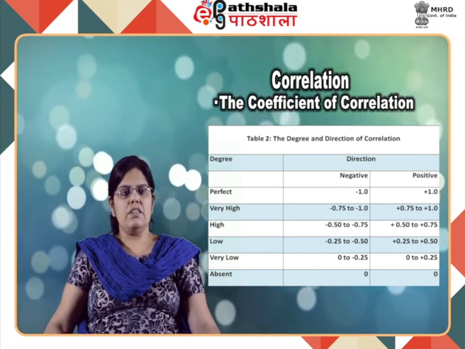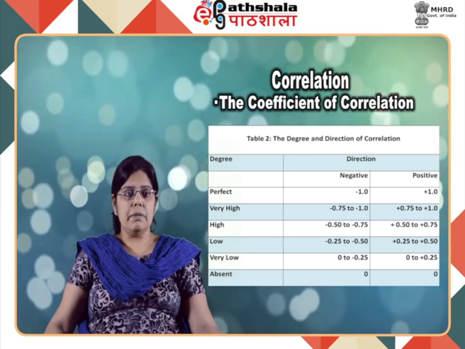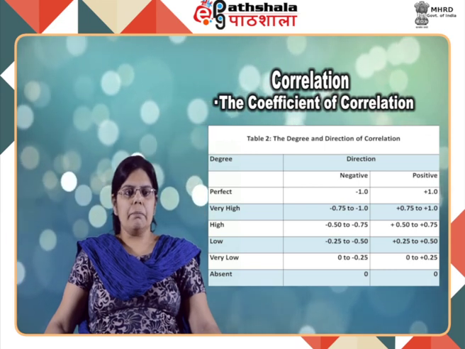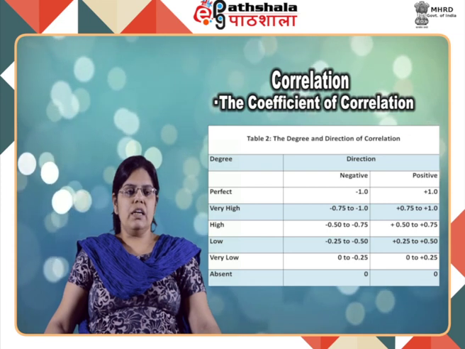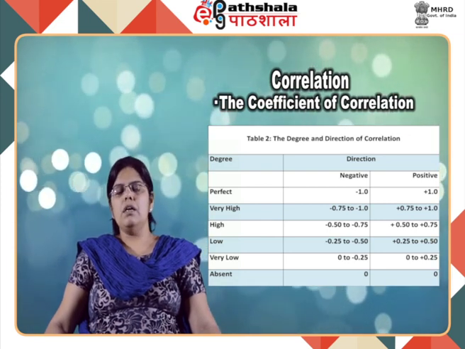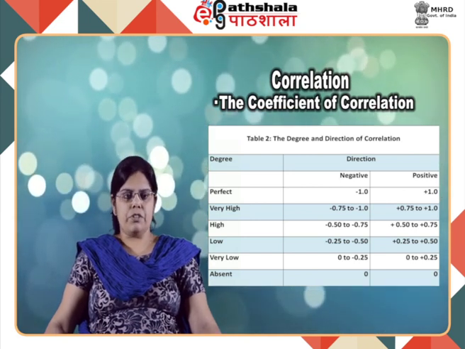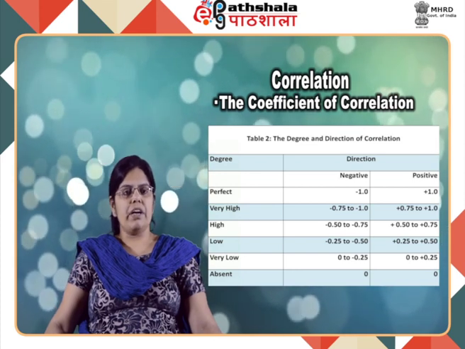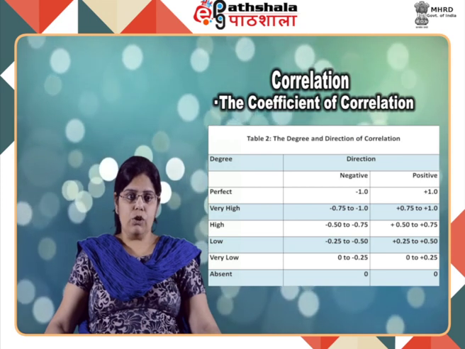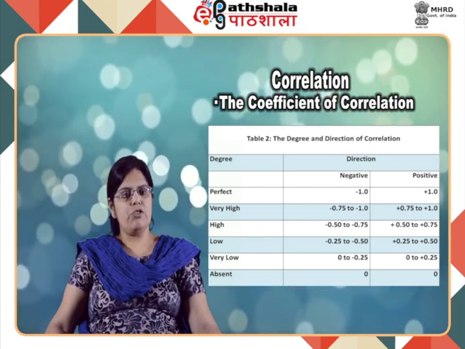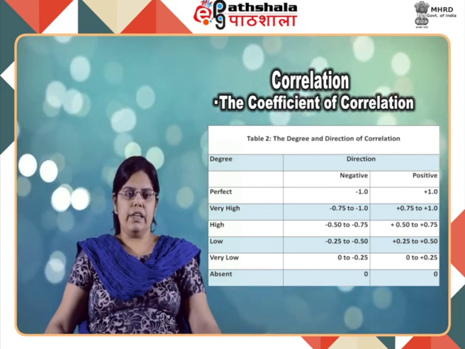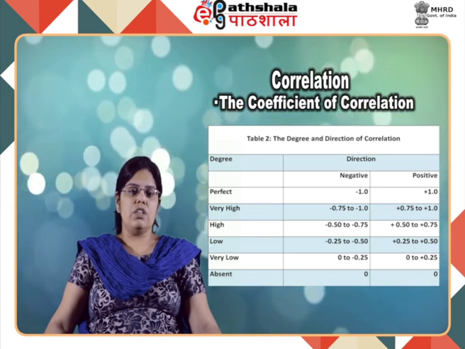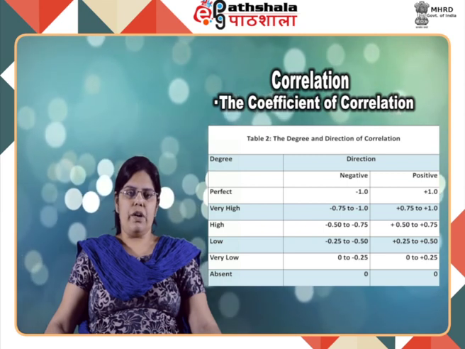Let's study the broad categories of the degree and direction of correlation with their meaning. The perfect positive and perfect negative correlation is represented by +1 and -1 values. Very high correlation is represented when the value ranges between 0.75 and 1, applicable for both positive as well as negative signs. Correlation is said to be high when the value ranges between 0.50 and 0.75. It is said to be low when the r value is between 0.25 and 0.50. Very low correlation is reported for values of 0 to 0.25, and the value of r equal to 0 represents absent or no correlation between the two variables.